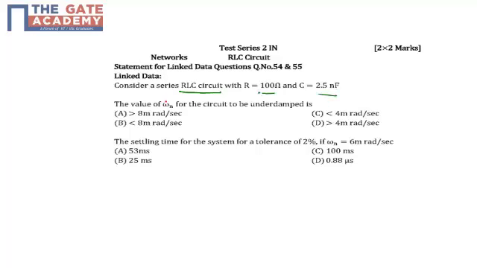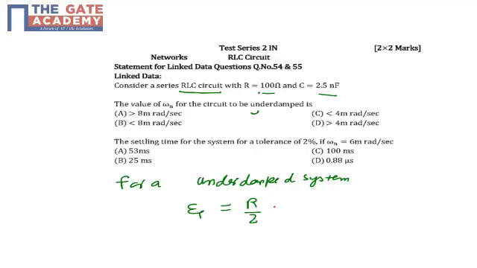In the first part of the problem, the question says to find the value of omega n for the circuit to be underdamped. For an underdamped circuit, we need to find the range of omega n. So, we know that for an underdamped system, our damping factor delta, which is equal to R by 2 under root of C by L, is less than 1. Delta is less than 1 for an underdamped system.